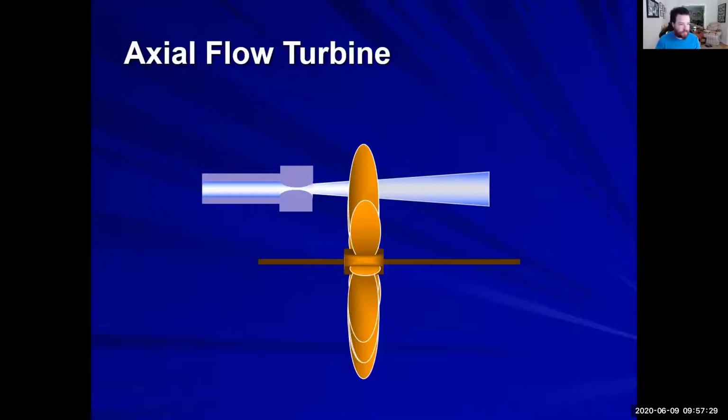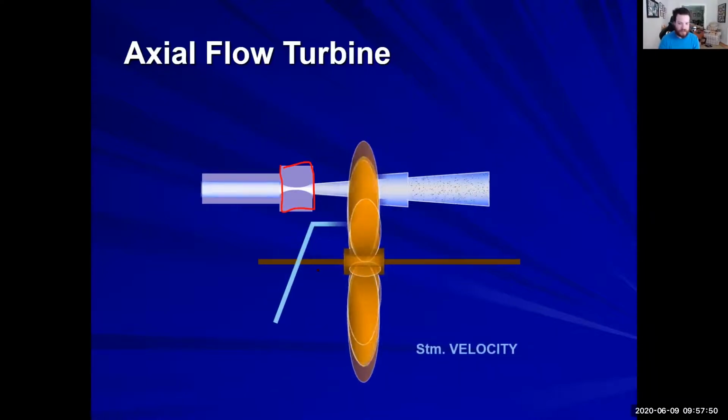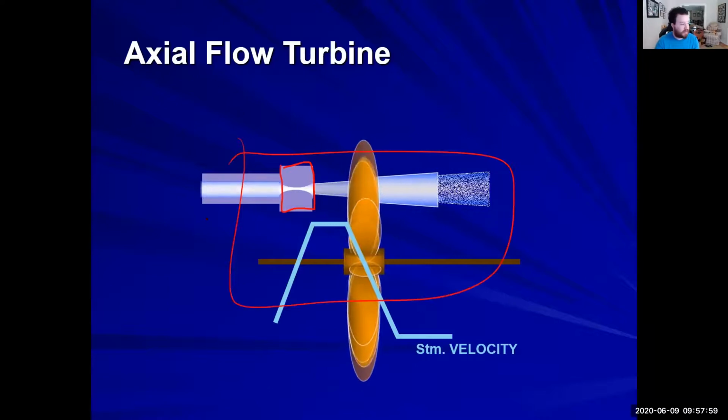So let's talk about turbines. This is an axial flow turbine. What we see here is basically we have this nozzle right here, and it's a very simple, like, you can blow into a pinwheel kind of thought process with what we have here. And what we're looking at is our steam velocity, and this is a representation of what's physically happening in this space.